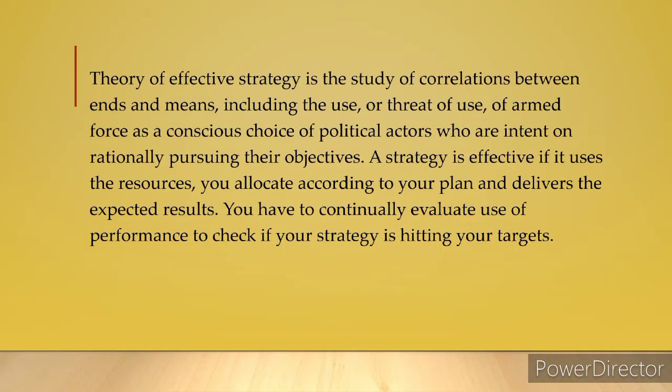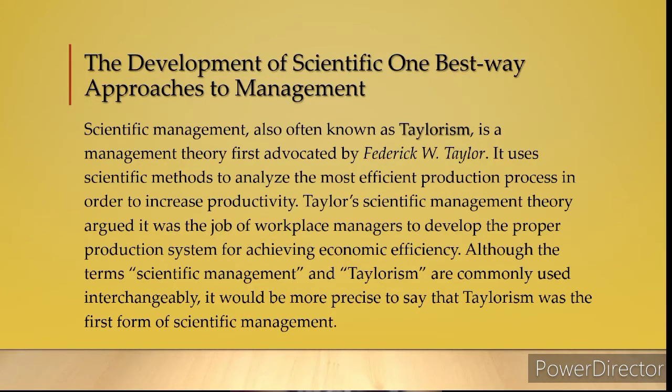Theory of effective strategy is the study of correlations between ends and means, including the use or threat of use of armed force as a conscious choice of political actors who are intent on rationally pursuing their objectives. A strategy is effective if it uses the resources you allocate according to your plan and delivers the expected results. You have to continually evaluate performance to check if your strategy is hitting your targets.